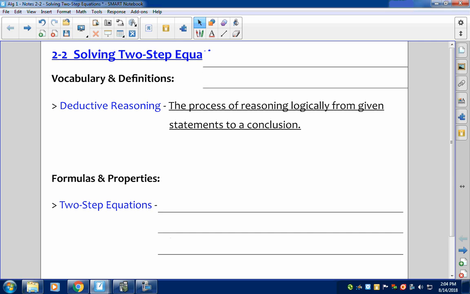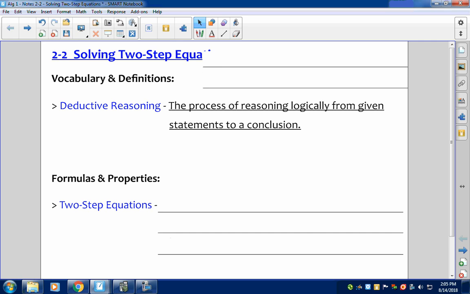So the process of reasoning logically from given statements to a conclusion. We're going to do some deductive reasoning at the very end of this lesson, where we're going to go through and pick apart the two-step equation and write the reason behind each of the steps we do.